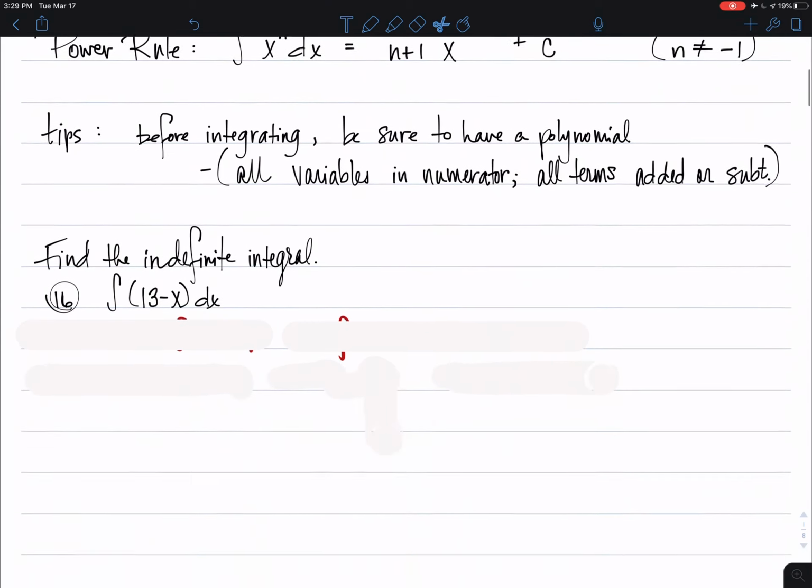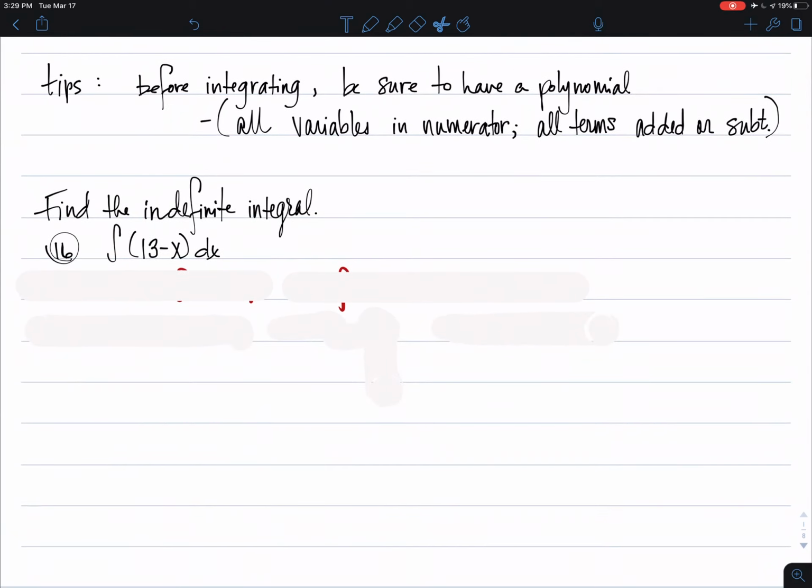Some tips here before you integrate: make sure you always have a polynomial. So in other words, make sure that your variables are in the numerator and that all of your terms are either added or subtracted. We don't have any product rule. We don't have a chain rule. We don't have a quotient rule. So the only thing I can do right now is add or subtract.